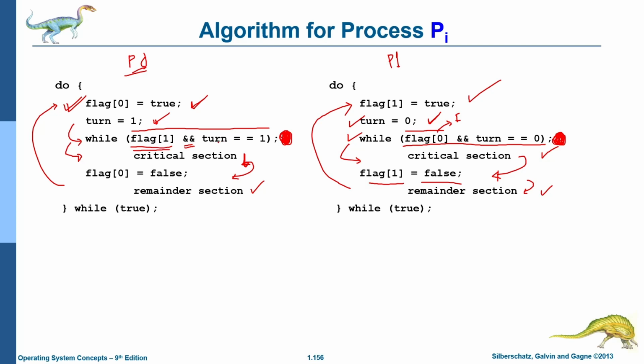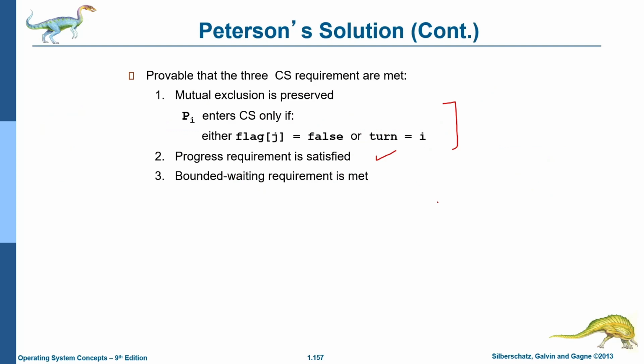Okay? And if P0 enters its critical section, then P1 cannot. But let's just say both of them are at the top, then this turn variable will have one value at the end. Either it will be 1 or it will be 0. And that will dictate who will enter the critical section. Turn cannot be both 0 and 1 at the same time. Right? So progress is satisfied.